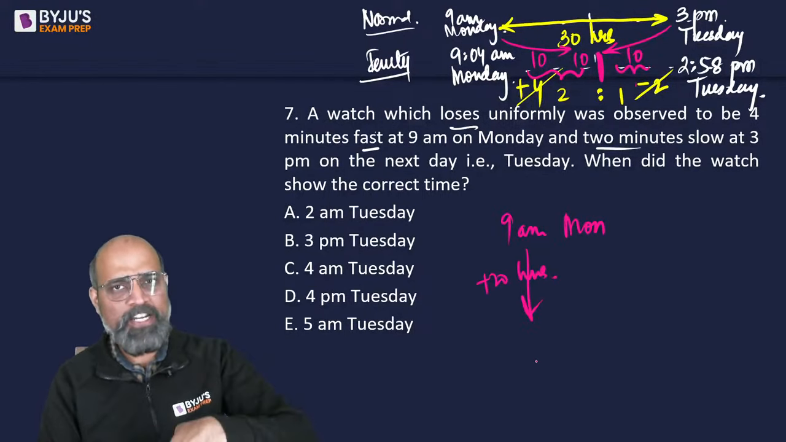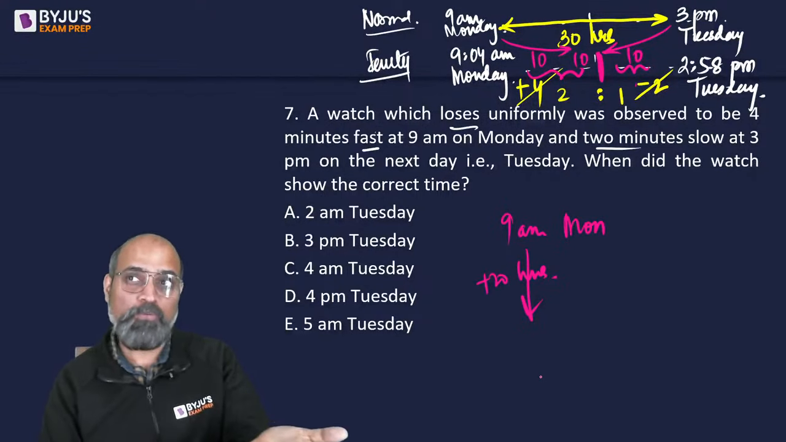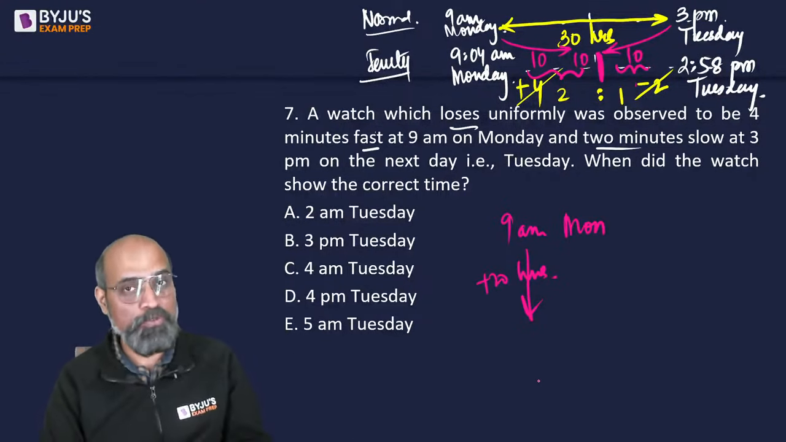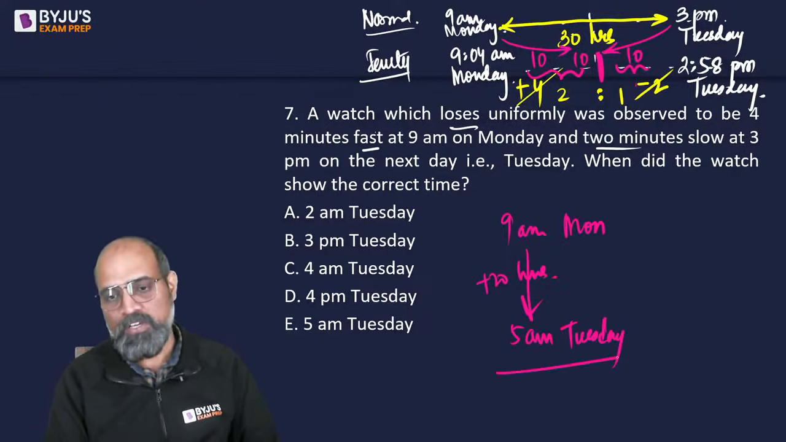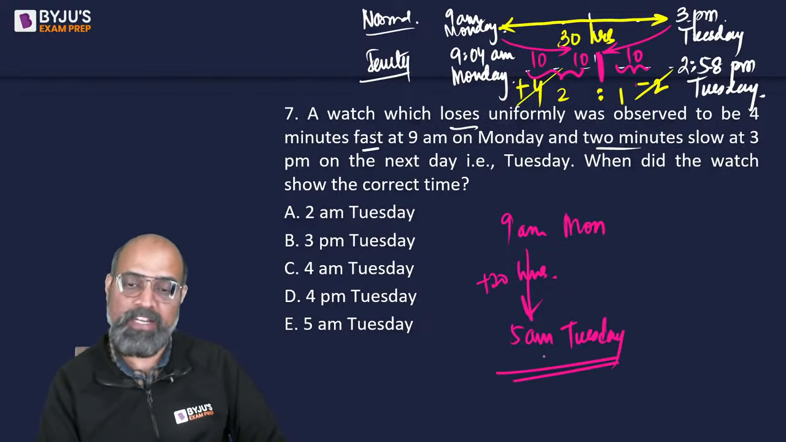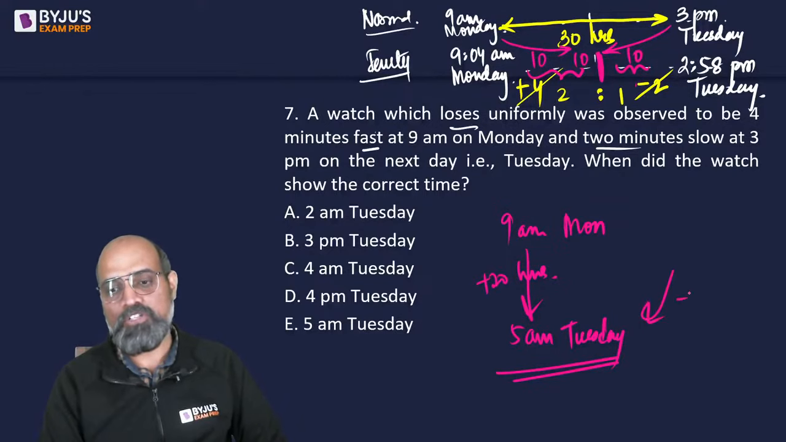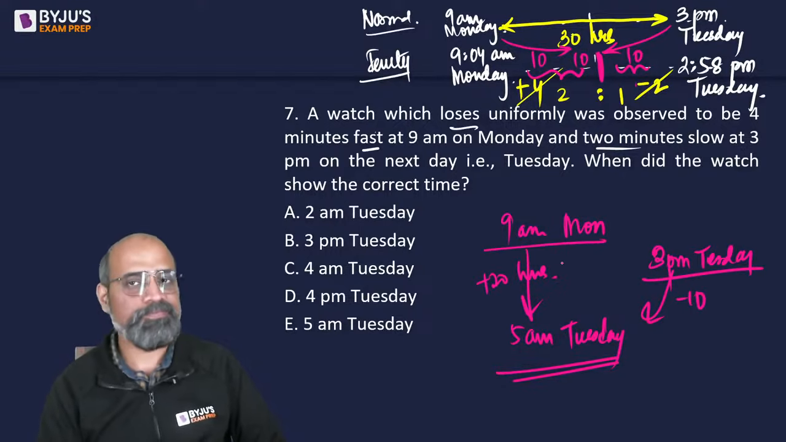If we move 24 hours, it will be 9 a.m. Tuesday. But I don't want to move 24 hours. I only want to move 20 hours. So that's 4 hours less. So this is going to be 5 a.m. Tuesday. So 5 a.m. Tuesday is 20 hours from 9 a.m. Monday, or it is also 10 hours behind 3 p.m. Tuesday. Dono mein se koi bhi reference, like I said.